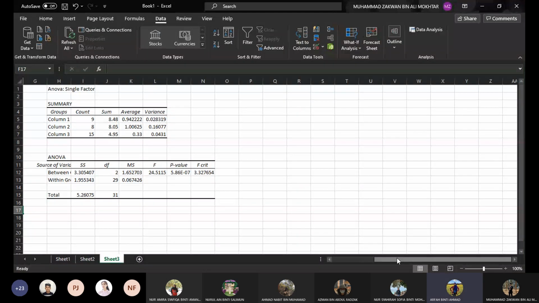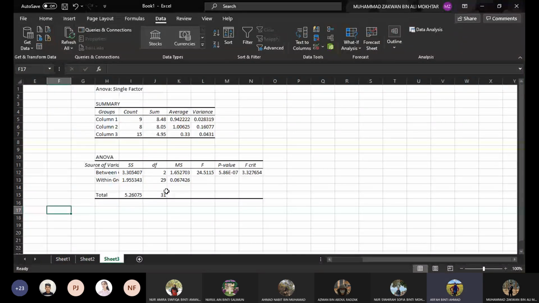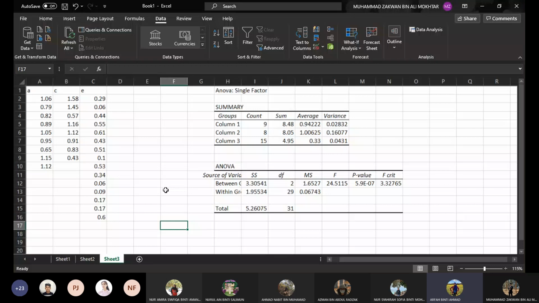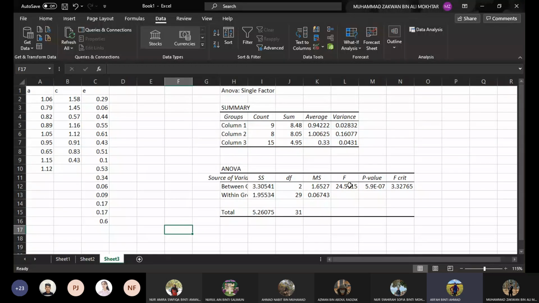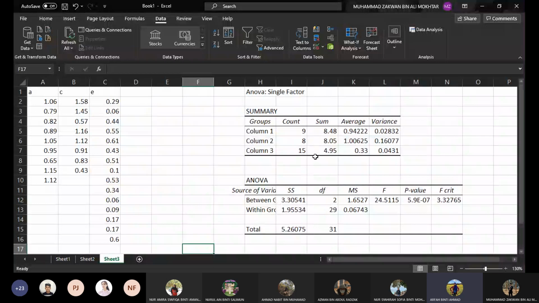Okay, so Zakwan dapat kolom 1, kolom 2, kolom 3 and then dia punya F value adalah, okay betul cara Zakwan letak data. Dia store everything dalam satu kolom and then the Anova dah dapat F 24.5115, p-value 5.86 E negatif 7 dan F crit 3.32. So betul yang lain dapat sama dengan Zafwan. So this is the right answer.